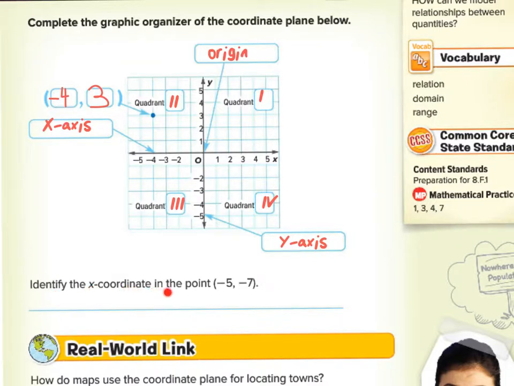Identify the x-coordinate in the point (-5, -7). So they want us to identify the x-coordinate. Well, we have x and y. So the x-coordinate would be simply -5, right? Because it's x, y.